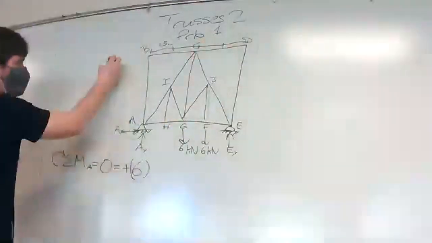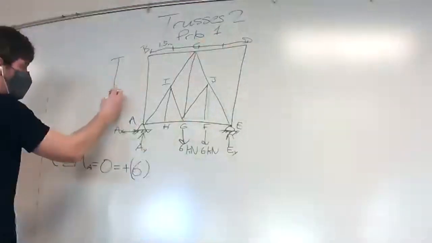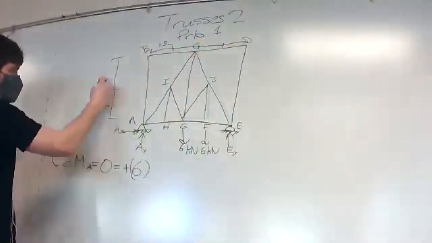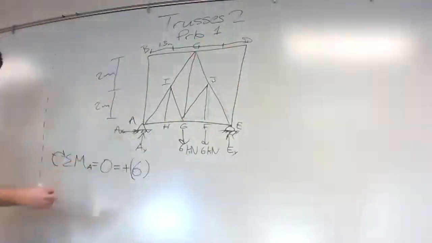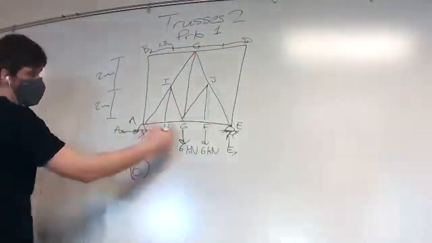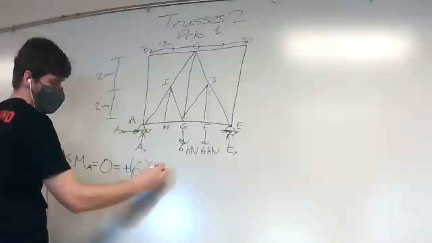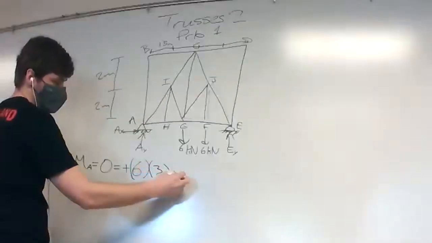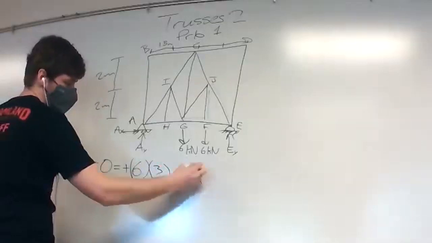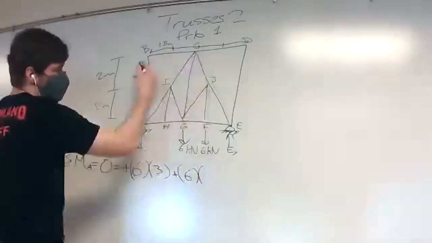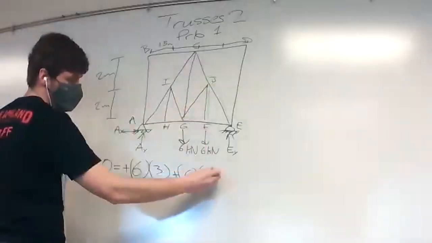And the total height is 2 meters. So this is going to be 6 times the distance from G to A. That's 3 meters. From F to A, that's going to be 4.5 meters.